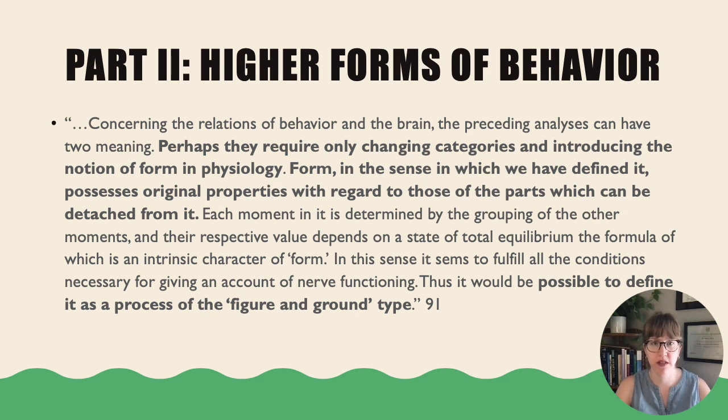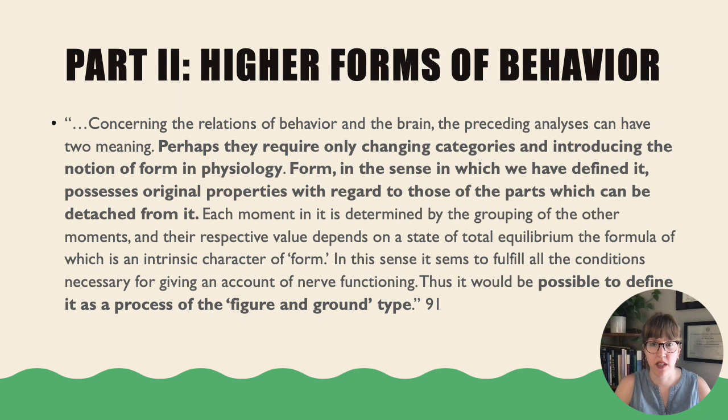He says, "Concerning the relations of behavior in the brain, the preceding analyses can have two meanings. Perhaps they require only changing categories and introducing the notion of form in physiology." So he says, okay, we know that form is an important concept. Do we just use it as a form in physiology? "Form, in the sense in which we have defined it, possesses original properties with regard to those of the parts which can be detached from it." So a whole that is different from its parts, a whole that is greater than its parts. It's not a mere lump sum of stacked parts. We can just use that in a more physiological way, he's saying.